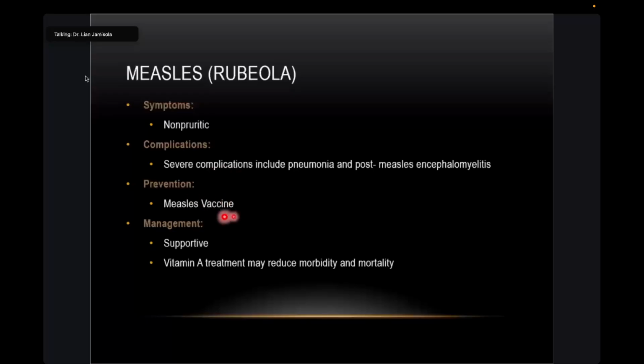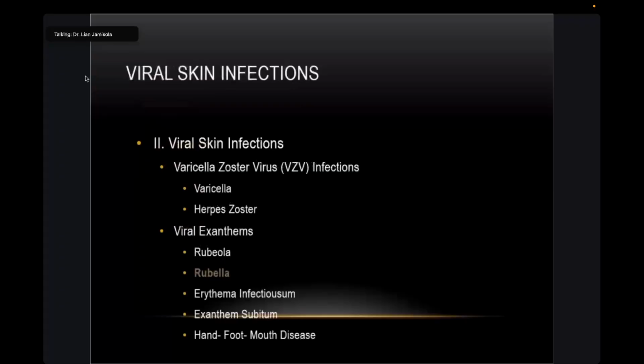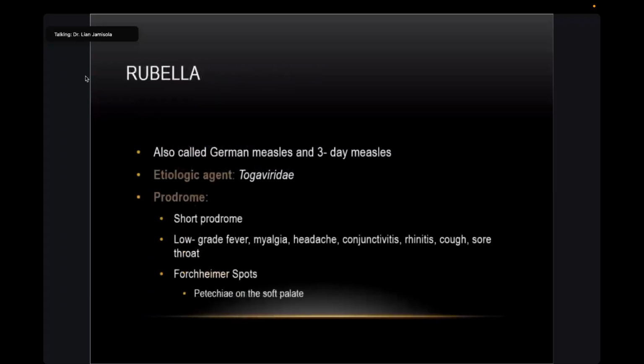And then prevention would be your vaccine. Management is supportive. We don't have antivirals, we don't give antiviral meds for your measles. Okay, rubella or German measles. It's also called the 3-day measles. The etiologic agent is Togaviridae.